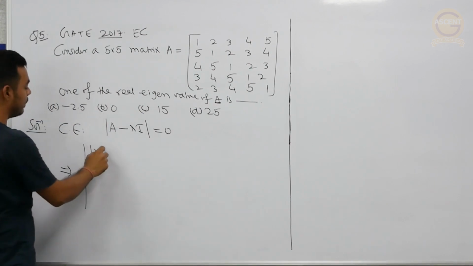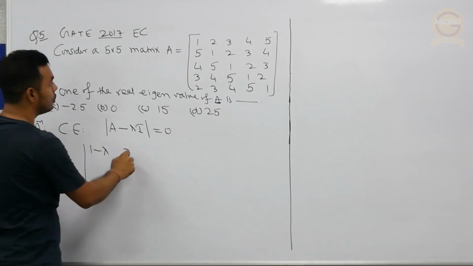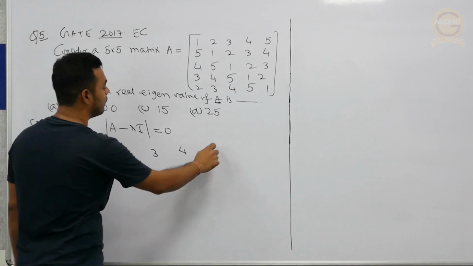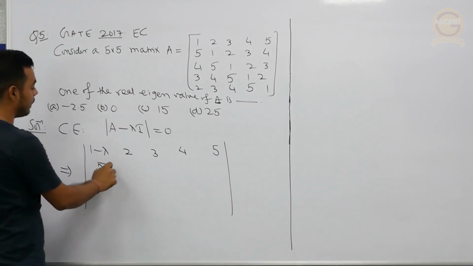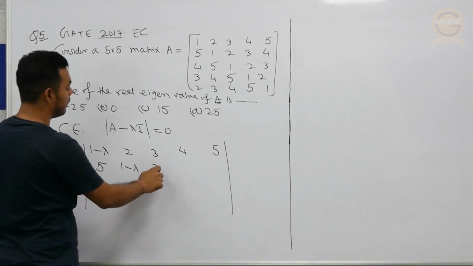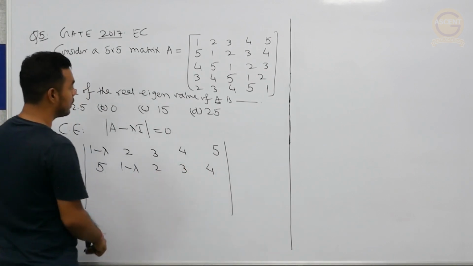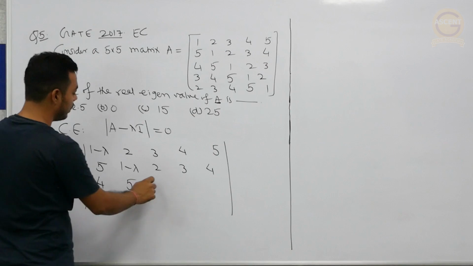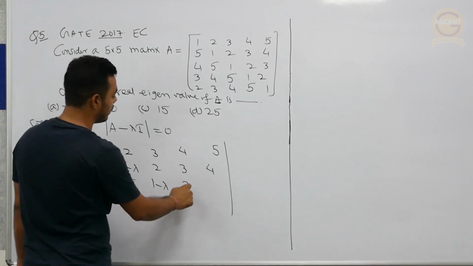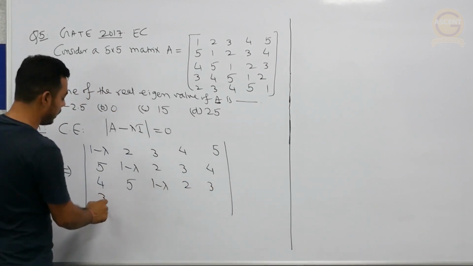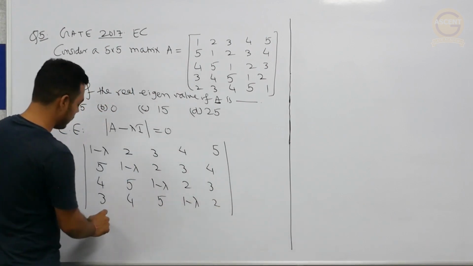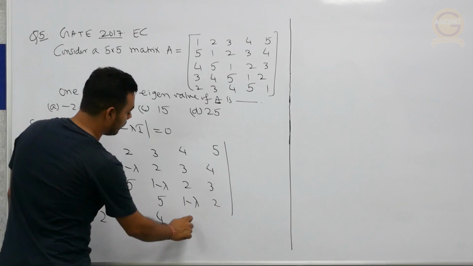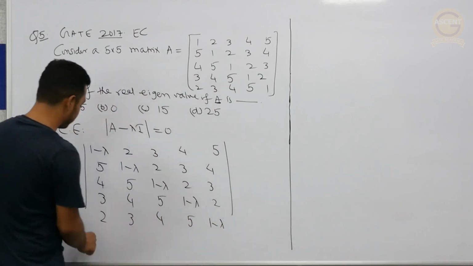So I will get 1 minus lambda, then 2, 3, 4, 5. This will be our first row. Then our second row will be 5, 1 minus lambda, 2, 3, 4. The third row will be 4, 5, 1 minus lambda, 2, 3. Then 3, 4, 5, 1 minus lambda, 2. Then 2, 3, 4, 5, 1 minus lambda.